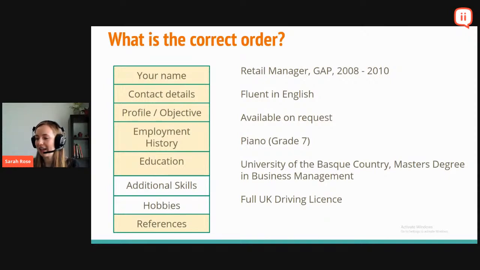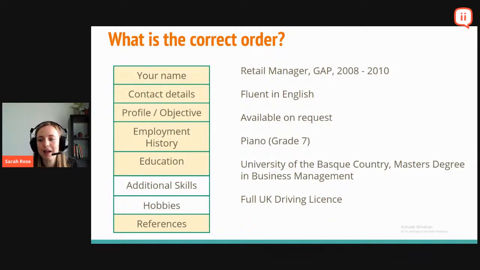So do put that. Oh, we've got a guess in. Yeah, correct. Anna, additional skills, fluent in English. Very, very good. Okay. Number 3, available on request. Where would we put that? What is available on request? Javier says profile or objective. It's a good guess, but it's not in your profile or objective. No, it's not. Where do we put that?